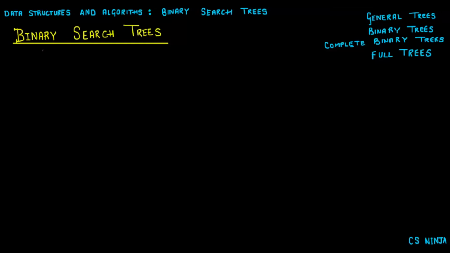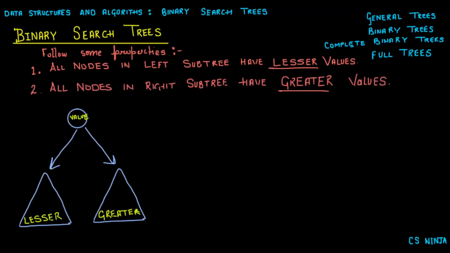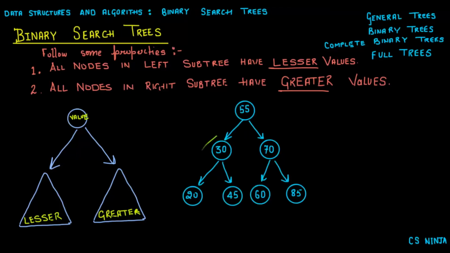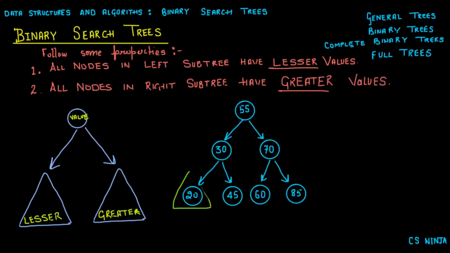Binary search trees are a further extension of binary trees. Just like any other form of trees, this tree also follows some set of properties. First, all the nodes in the left subtree have lesser values, and all the nodes in the right have greater values. Here is an example of a binary search tree. As we can see, all the elements of the left subtree are smaller than 55, and all the elements of the right subtree are greater than 55. This should be true recursively for all the nodes too.